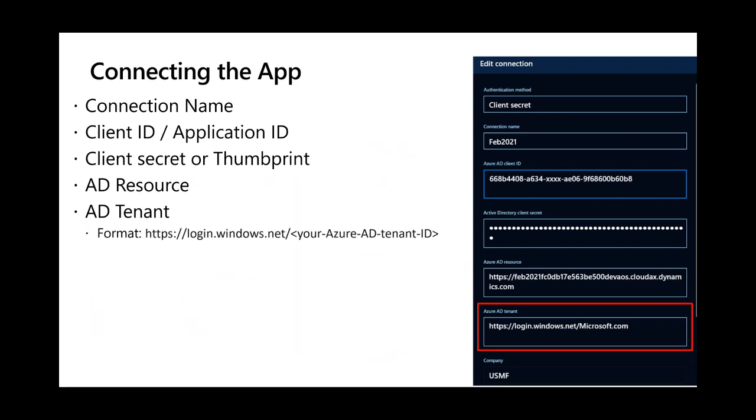Azure Active Directory tenant tells us where to send the authentication request to. It needs to be in this specific format with login.windows.net followed by your specific tenant URI. This is typically the same as your domain name for the user. So for example, I have Microsoft.com for environments deployed under our tenant.